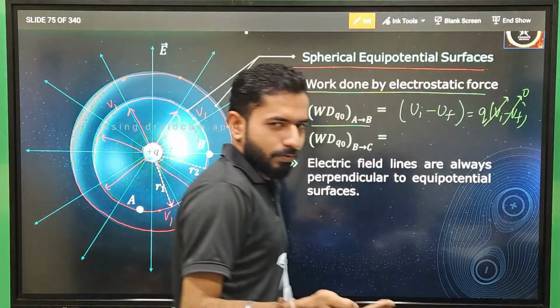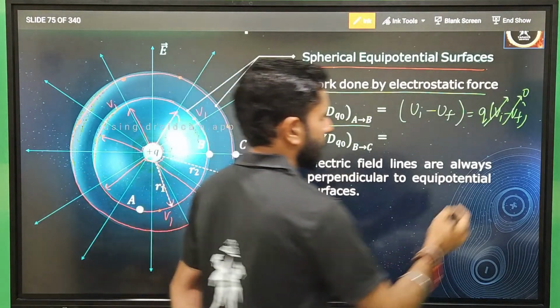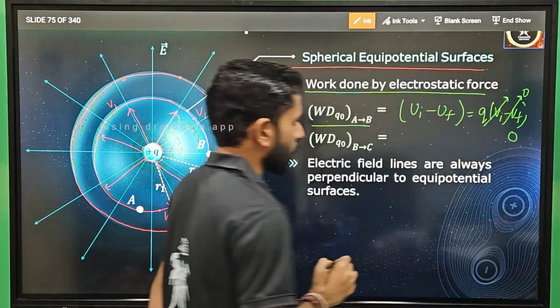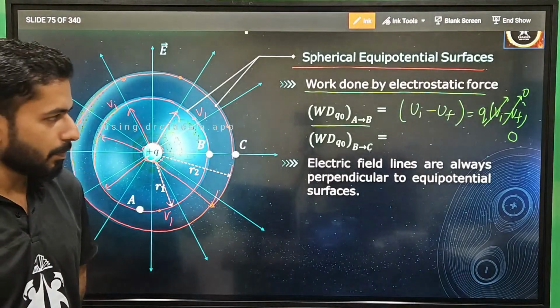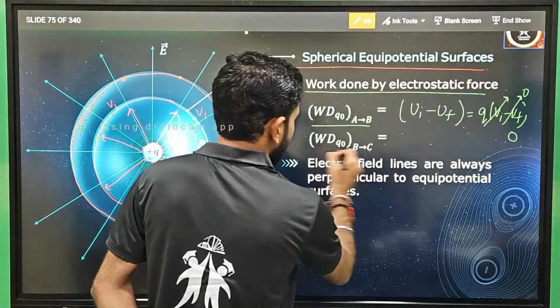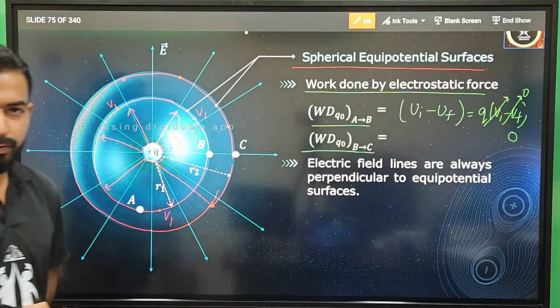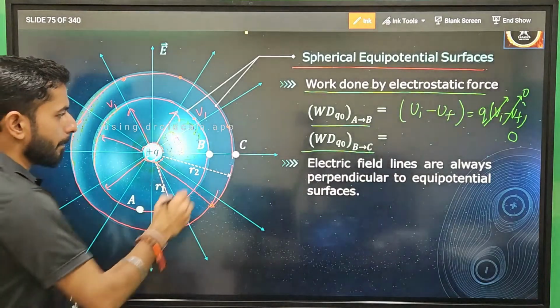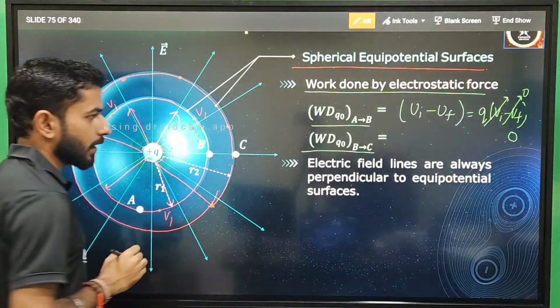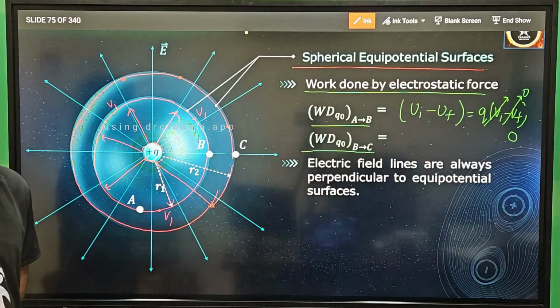I hope that this much Hindi you people know that you can understand this. So what can I say about the total work done from A to B? It is 0, simple. Now, if the question asks me, tell me what will be the work done from B to C. From B to C, what will be the work done? Now this time it will not be 0.